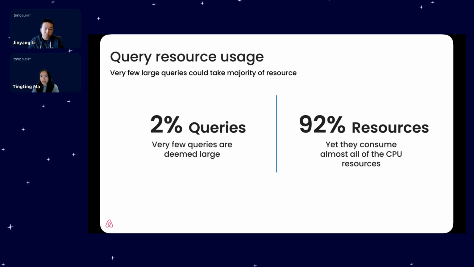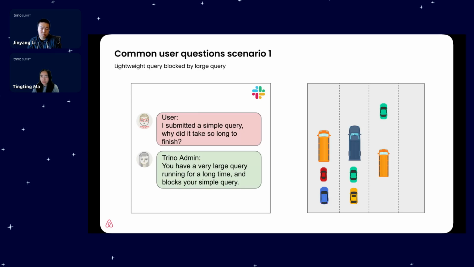Now let's take a look at two typical problems we see on Trino. In the first scenario, a user comes to our channel asking, I submitted a very simple query, why did it take so long to finish? We looked at the cluster and found this user submitted a very large query before the small one, and it blocks his small query. Imagine the Trino cluster is a highway. The large trucks are running slower than small cars. When you are following a truck, you will also be slow.